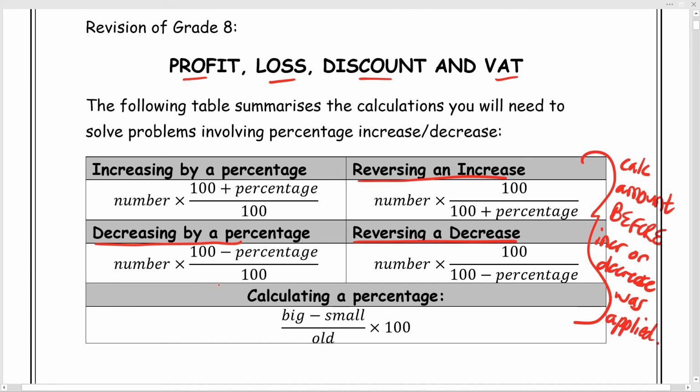Here at the bottom, the formula that I added right at the end was when you need to calculate the actual percentage. We're going to take the big amount minus the small, no matter which way around it was, over the original one. And then we're going to times by 100. And that will work for a number that increases or a number that decreases.